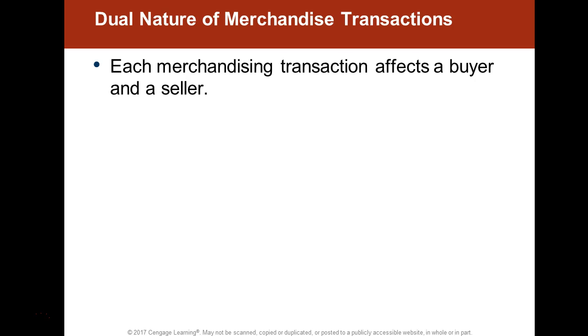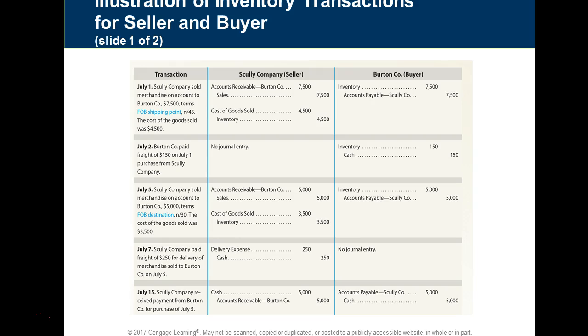Dual natures of merchandise transactions. Again, we are talking about two sides of a coin. One side is the buyer side of the transactions and the entries that are relevant to them, and the other side is the seller side of it. It's important for you to see how both of them look. Okay, giving you an example for the first one here.